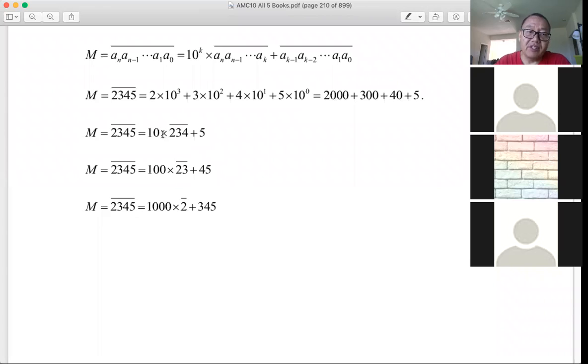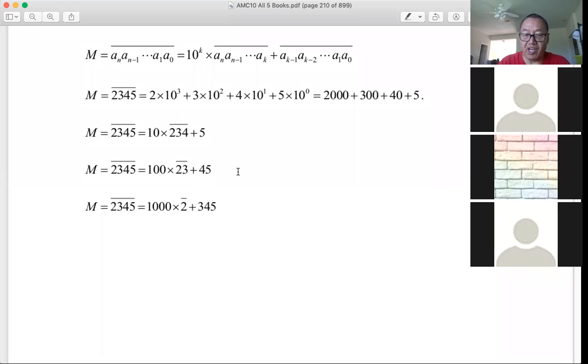You can also write this number as 234 times 10, then plus 5. You can also write this number as 23 times 100, then plus 45. You can also write this number as 1,000 times 2, then plus 345.